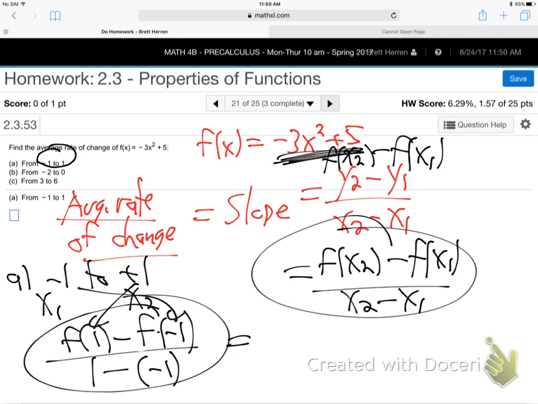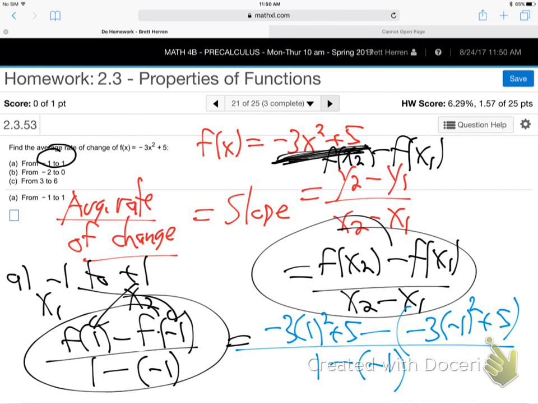And so what is f of 1? Well, here's the function. Plug into that function. There is the function. Minus 3 times 1 squared plus 5 minus, and then f of -1 is minus 3 times -1 squared plus 5, all over 1 minus -1. Everybody see that? Everybody good with that? This is f of 1. This is f of -1, isn't it? And then you just work out the numbers. That's what you do on all those average rate of change. It's slope. Rate of change is slope.